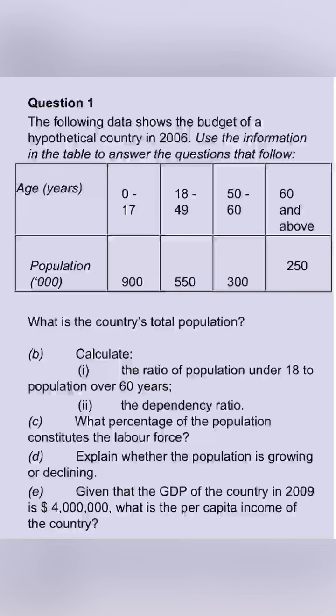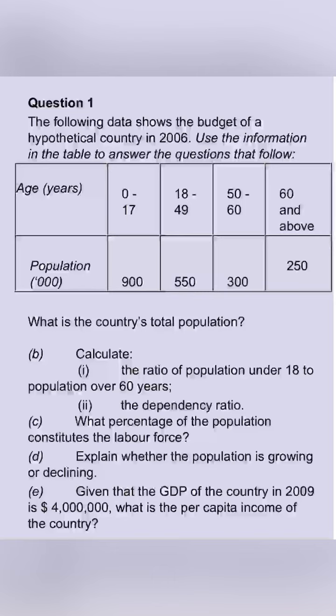And we are asked to find the country's total population. That is our first question. And the second question, in two forms, we are asked to calculate the ratio of the population under 18 to the population over 60 years. And then we are also asked to find the dependency ratio. And the C part of the question is telling us to find the percentage of population that constitutes the labor force. And D, we are to explain whether the population is growing or declining.